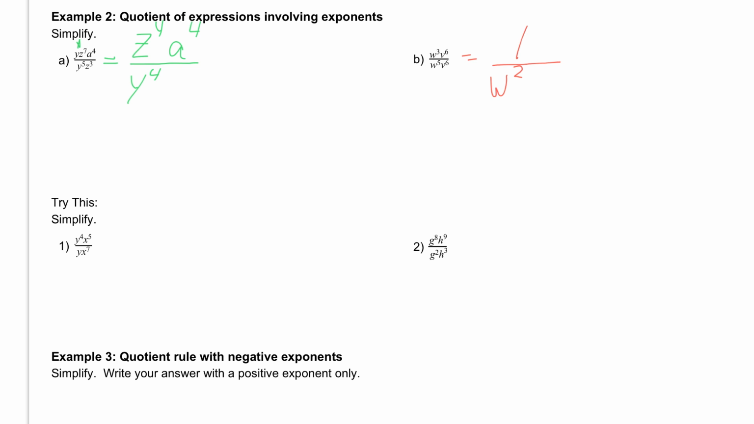Next, what I'd like you to do is to try this, so you can pause it now. If you did number 1 correctly, you should have ended up with y to the 3rd over x to the 2nd. And if you did number 2 correctly, you should have ended up with g to the 6th times h to the 6th. If you have questions on either one of these, please let me know.